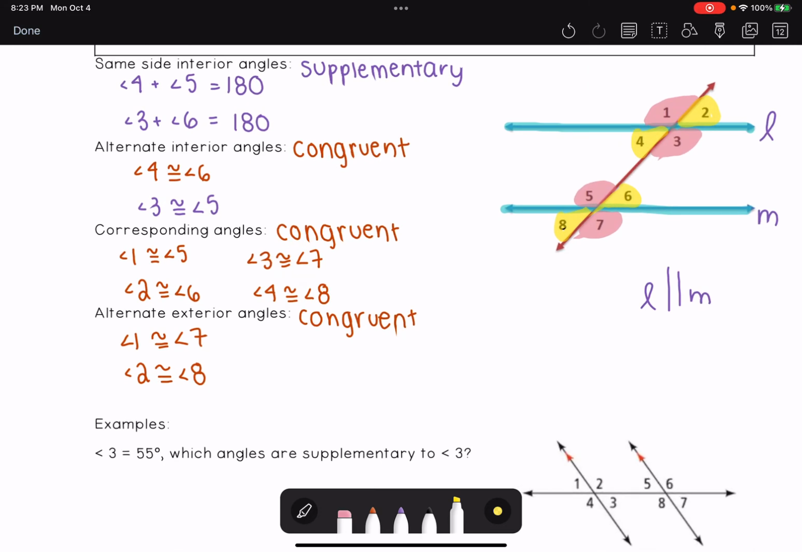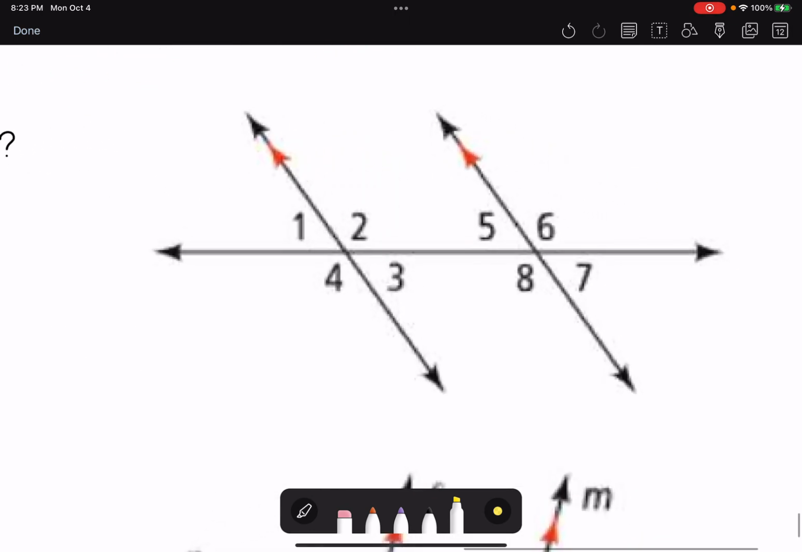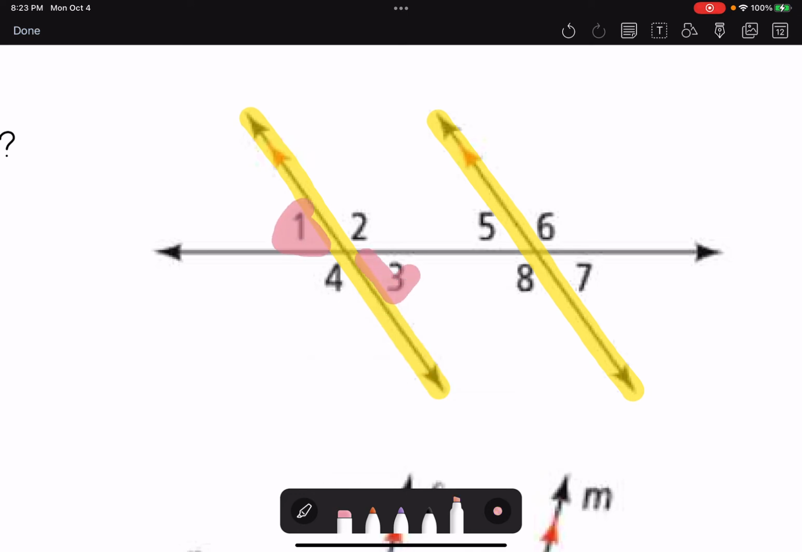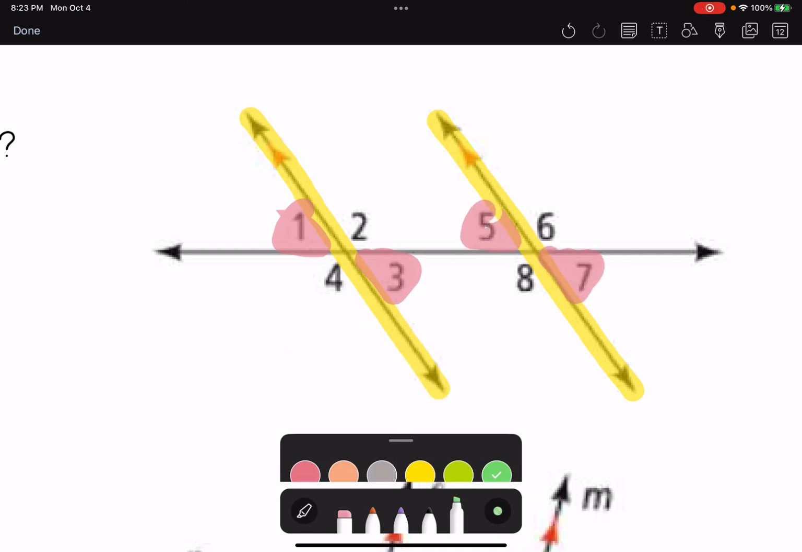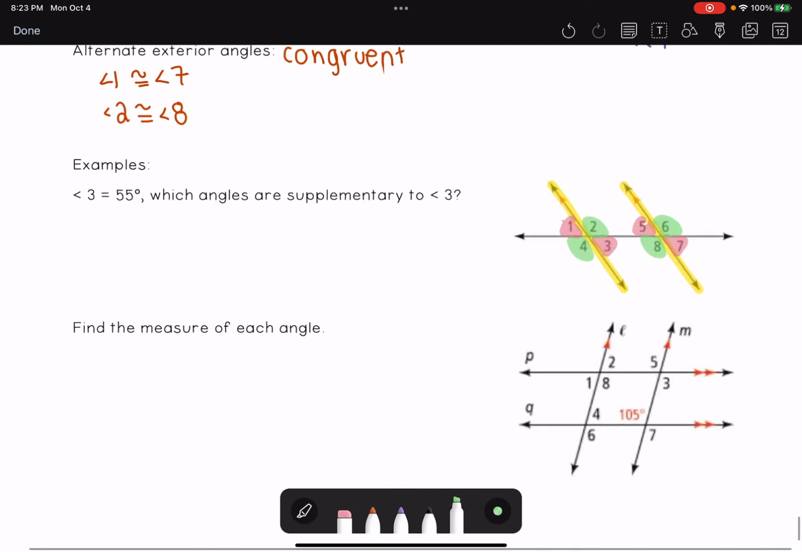So let's try a few examples. In this first example, notice our parallel lines, which have the arrow on them, which we know that they're parallel, are the other way. So now our transversal is going sideways. But the first thing you should do is color code. So angle 1 and angle 3 are the same. Angle 5 and angle 7 are the same. Angle 4 and angle 2 are the same. Angle 8 and angle 6 are the same. So you always get this nice pattern.